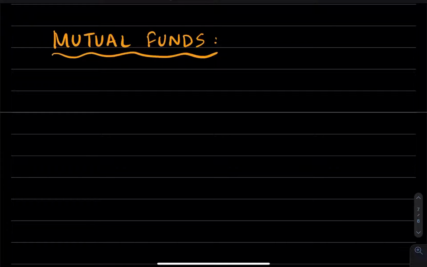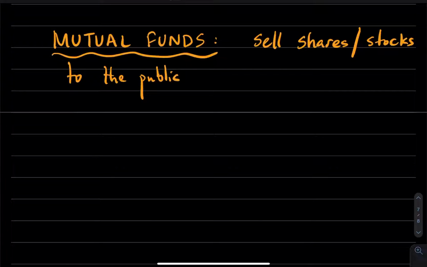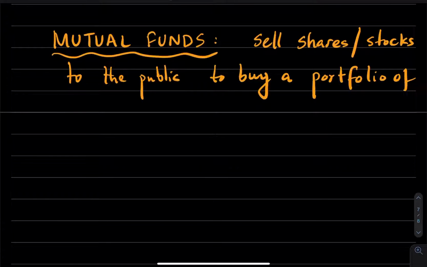So let's turn to the other type of financial intermediary called mutual funds. Now, mutual funds are a type of financial intermediary that are very popular in the US economy. In fact, let me define that first, and I will tell you how these are used. So mutual funds are a type of financial institution that sell shares or stocks to the public to buy a portfolio of stocks and bonds.